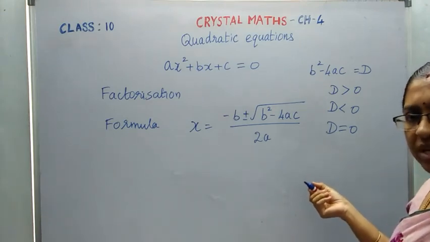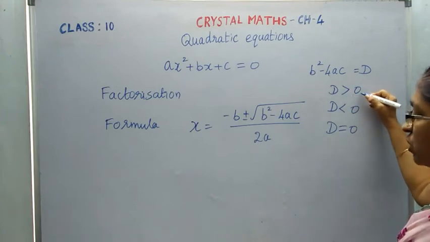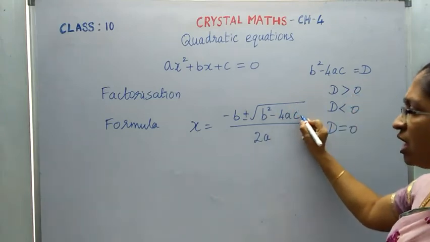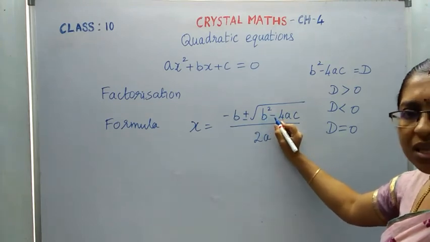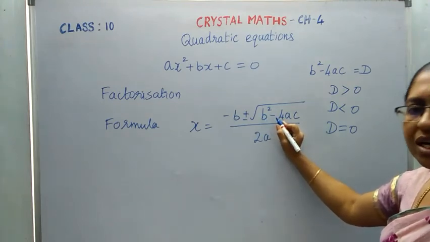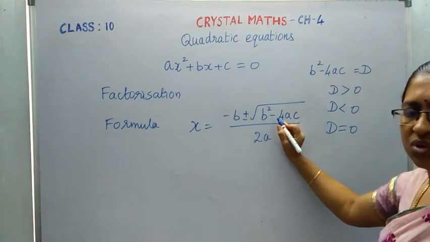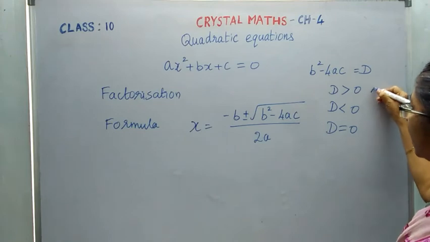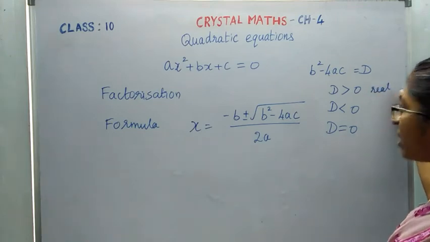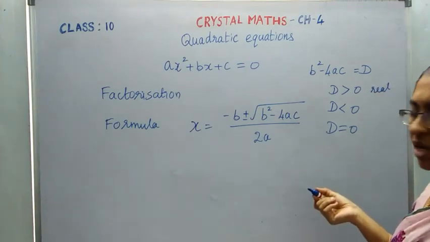Nature of the roots means, if it is greater than 0, just look here, inside the square root we will have a positive number. Definitely we will get some value for that. So we will get two roots in this. Two roots means real and distinct roots we will have. Two separate roots.